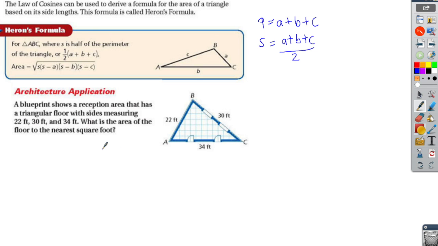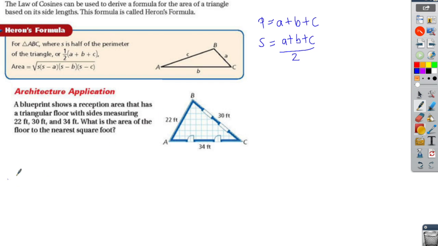A blueprint shows a reception area. Pretty cool, I guess, for a reception to be triangular, something different. And it has a triangular floor whose side lengths measure the following: 22, 30, and 34 feet, respectively. What is the area of the floor to the nearest square foot? So we're going to round our answer again towards the end.